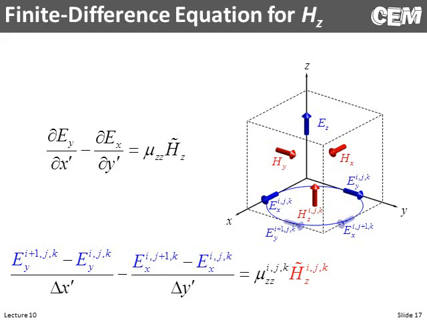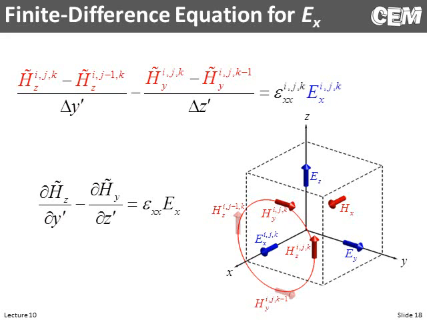We're halfway there. So we've actually finished the first set, where we had the curl of E equals j omega h. Now we're on the curl of h equals j omega e, the second curl equation.